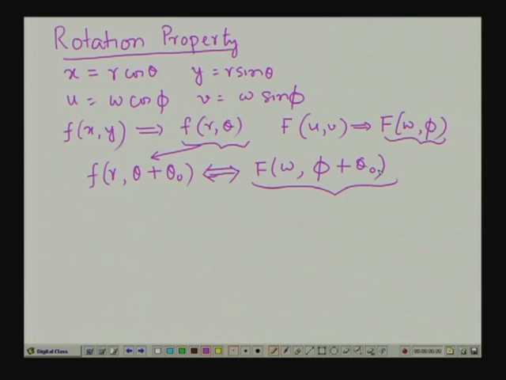So, this simply says that if I rotate image f(x,y) by an angle say theta naught, its Fourier transformation will also be rotated by the same angle theta naught, and that is obvious from this particular expression, because f(r, theta plus theta naught) gives rise to the Fourier transformation F(omega, phi plus theta naught), where F(omega, phi) was the Fourier transformation of f(r, theta).